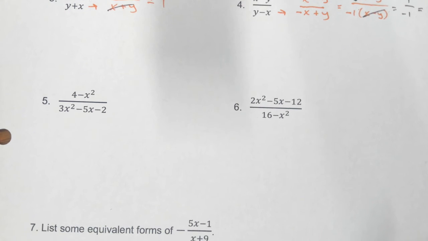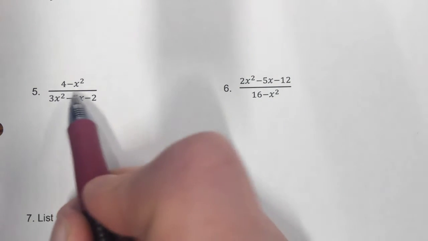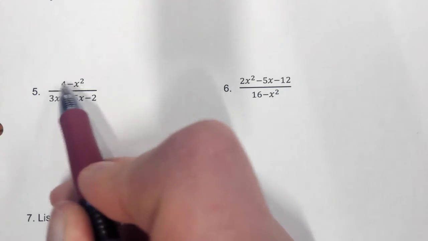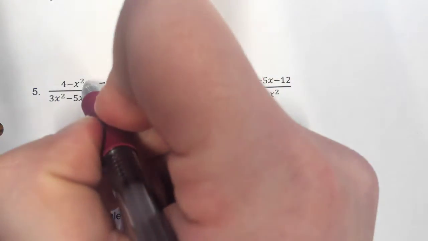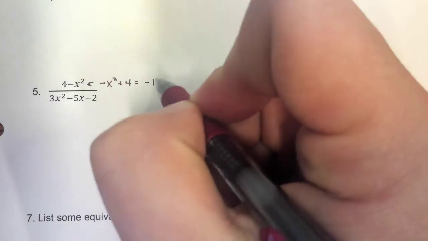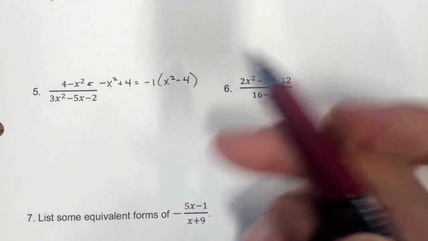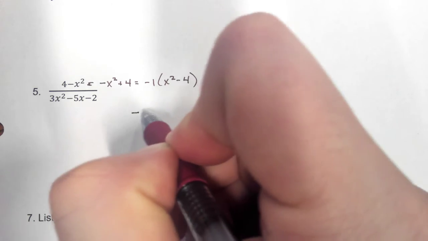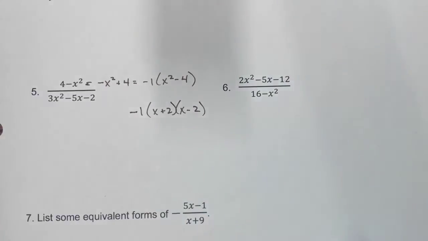Okay, let's look at 5 and 6 that are pretty similar. So again, 5 is not in the correct order, so I would rewrite it as negative x squared plus 4, which I see, and I'm noticing, hey, it's probably going to be a difference of squares. If I factor out the negative 1 that's in common, that leaves me with x squared minus 4, which is a difference of squares, right? So we know that that factors. Don't forget the negative 1 that's out front. X plus 2 times x minus 2, the square root of each of those terms, one positive, one negative.